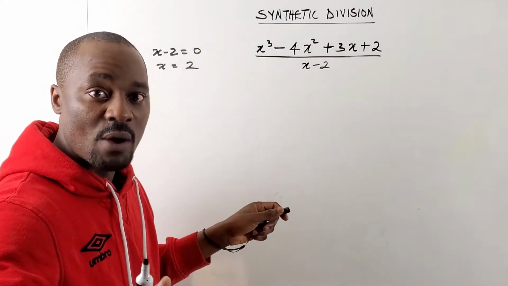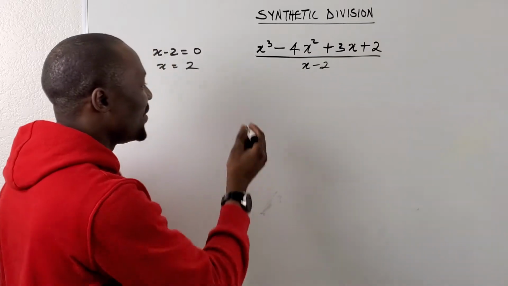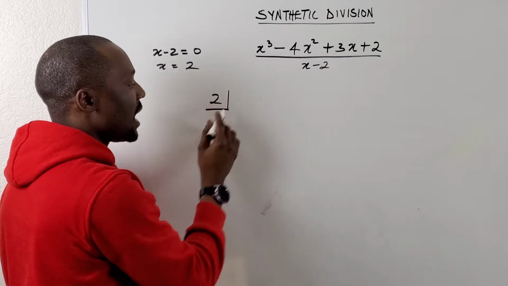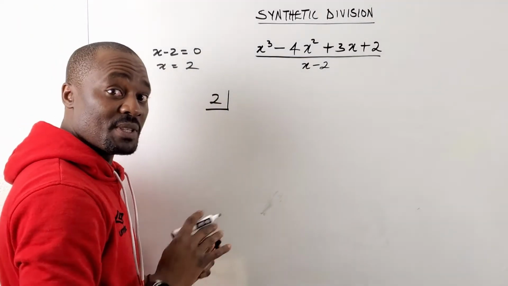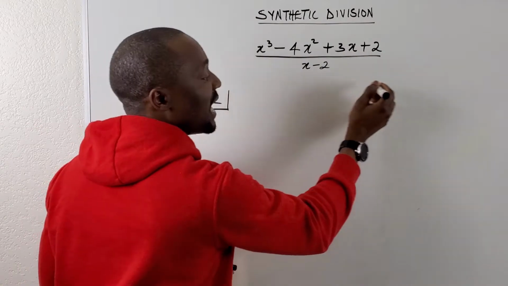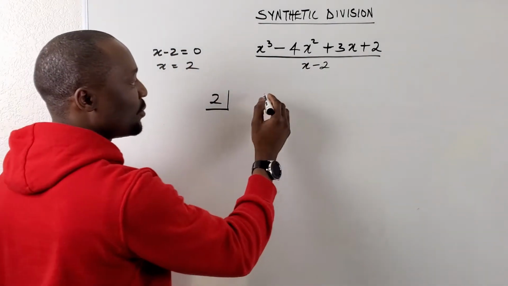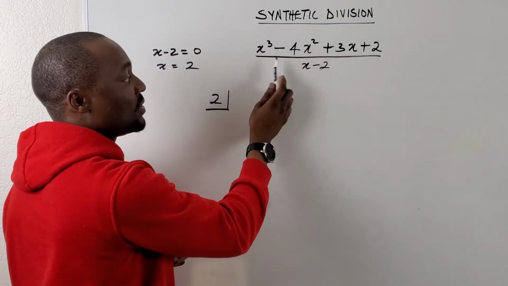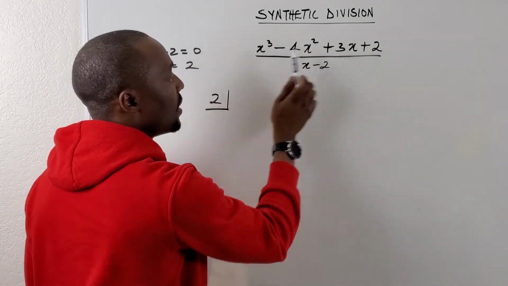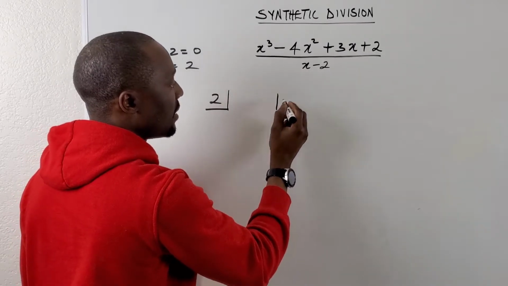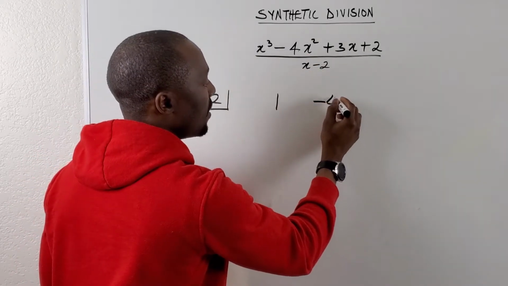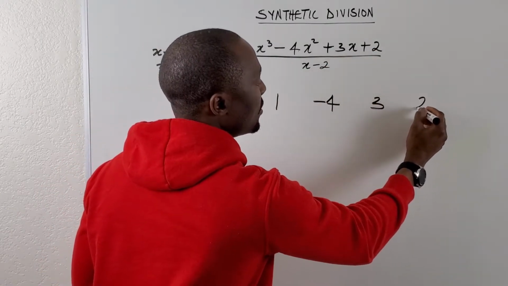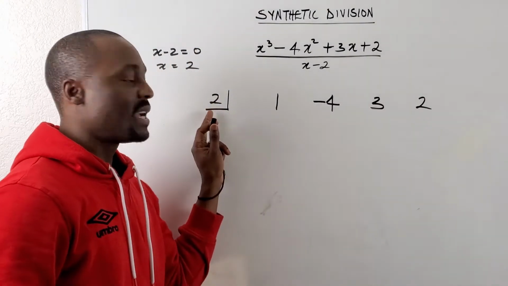And this is how you lay out the table. Hide the 2 somewhere here because it's going to be dividing. But instead of putting a line over here, don't put any line. Just write all the coefficients of the terms. There are 4 terms here: 1, 2, 3, 4. So the coefficient here is 1. The coefficient here is negative 4. The coefficient here is positive 3. The coefficient here is 2. And these are the terms that you'll be dividing with this.